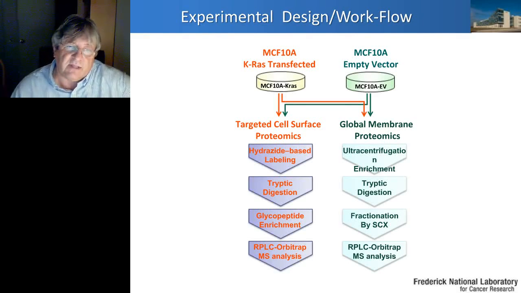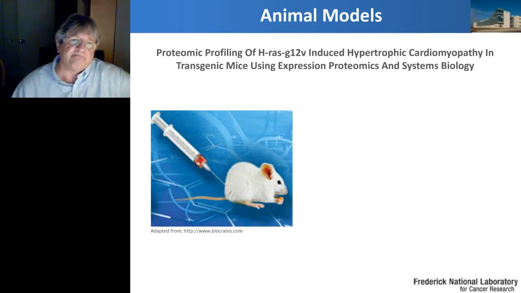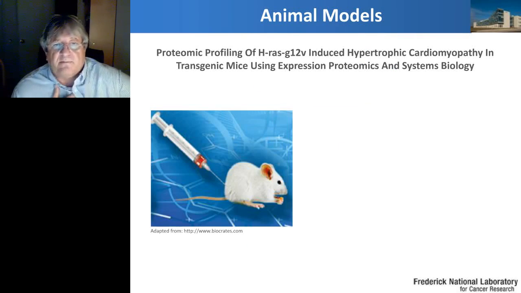In this setting, we have used two methods basically. We use a hydrazide based method, developed in-house, and then we use the method that we previously showed using strong cation exchange as a global method using shotgun proteomics. So with a combination of those methods, we expect to get the best profile of the cell surface of the KRAS cells. So now the next step will be what we have done before using animal models.